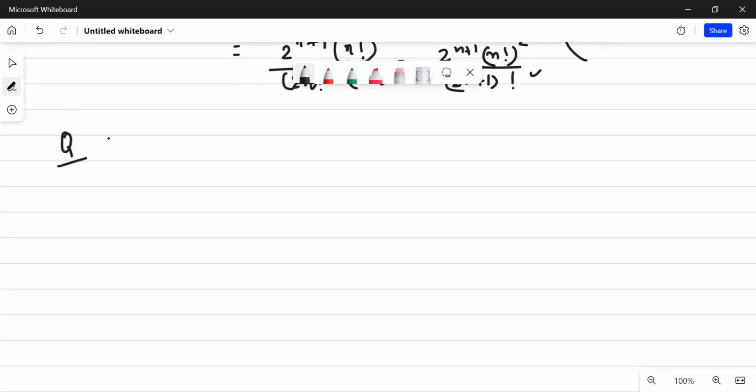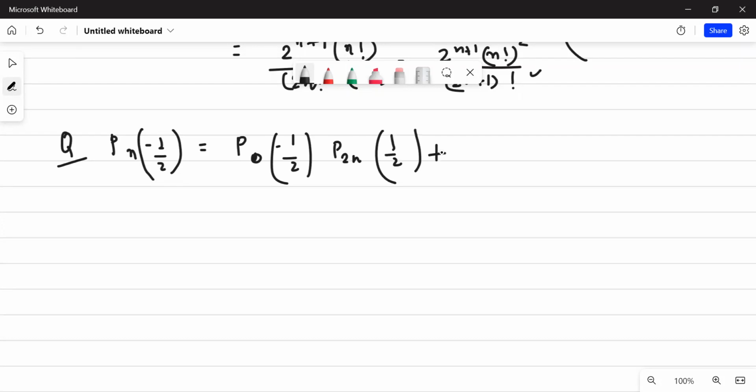What will be the value of P_n minus half? So what will be the value of P_n minus half? And you have to prove this will be equals to P naught minus half into P_2n 1 by 2 plus E1.